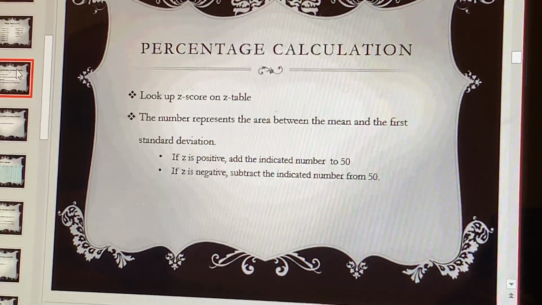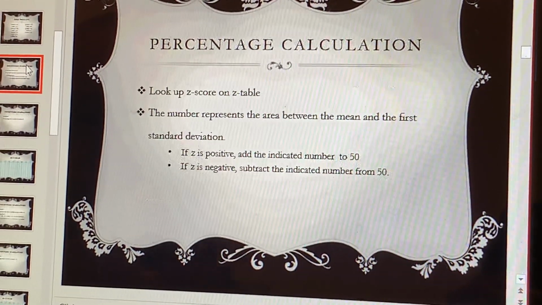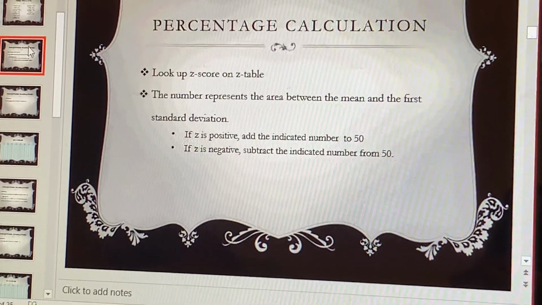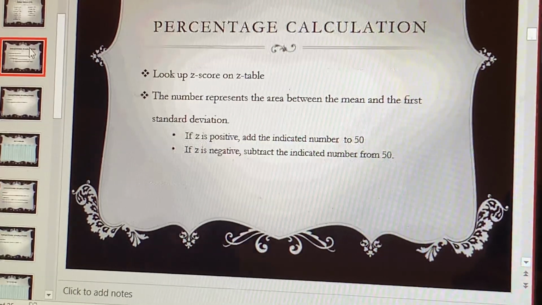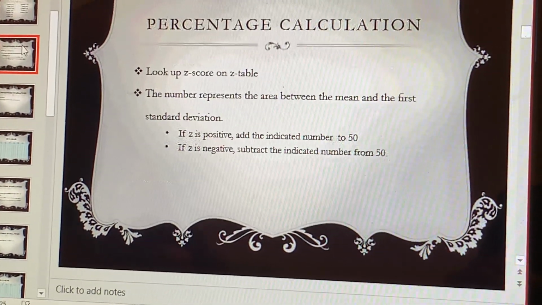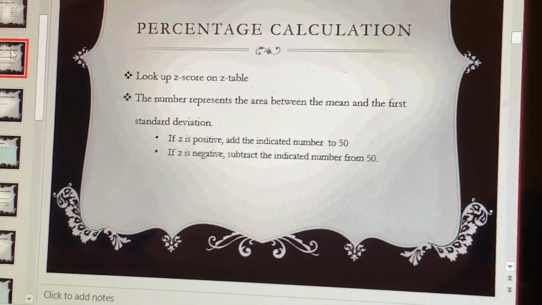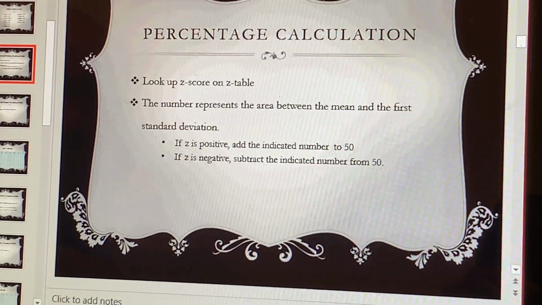The way you calculate the percentage is, first of all, it's the number that represents the area between the mean and the first standard deviation. If the Z is positive, you add the indicated number to 50. If the Z is negative, you subtract the indicated number from 50.